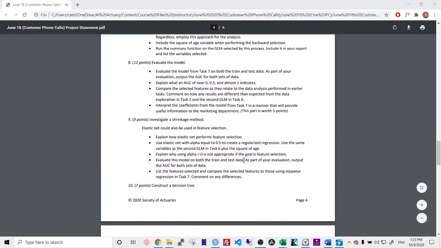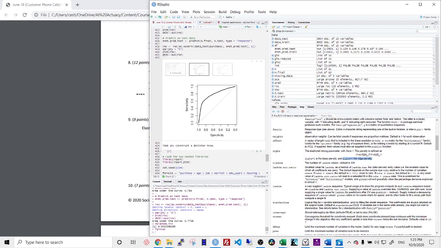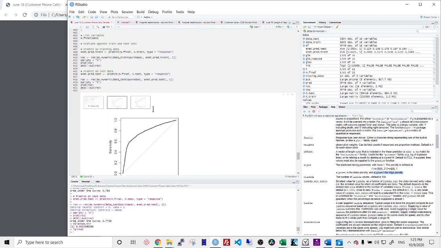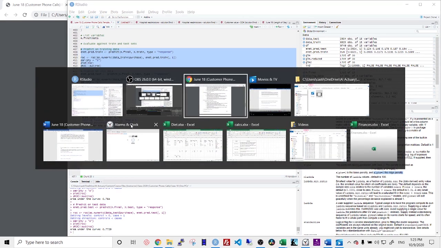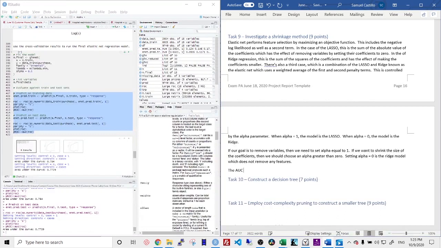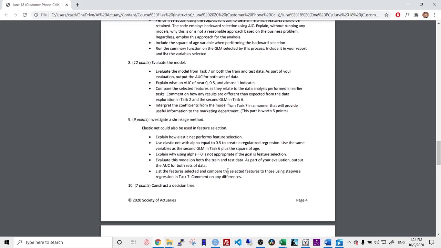Evaluate this model on both the train and test sets. As part of your evaluation, output the AUC for both sets of data. So here are the ROC curves, and the AUC values are 0.784 and 0.7729. So these are better than the prior model. The AUC is 0.784 on the training data and 0.7729 on the test data. Next: list the features selected and compare the selected features to those using stepwise regression in task 7. Comment on any differences.